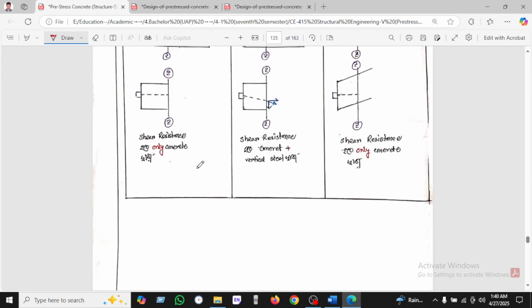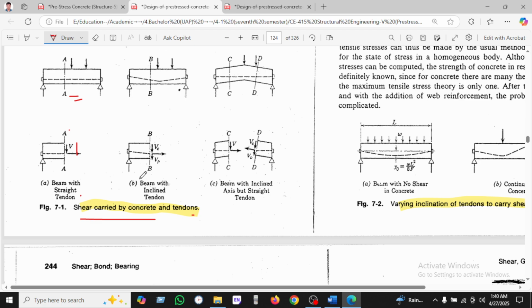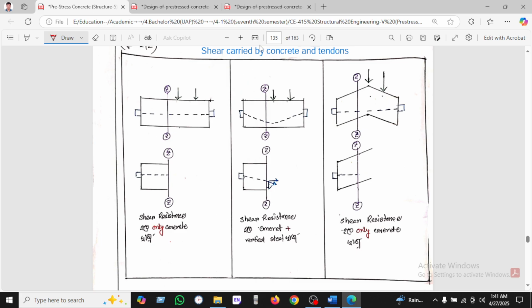This is the shear resistance only by concrete, and then we can see the beam with inclined tendon. This is the inclined tendon, this is the section B, this is the Vc, which is the critical shear, and this is the Vp, which is the pumping shear. Another figure is C, the beam with inclined axis but straight tendon. The tendon is straight, but the beam is inclined. The two sections C and D are both the same, and the shear goes downward.